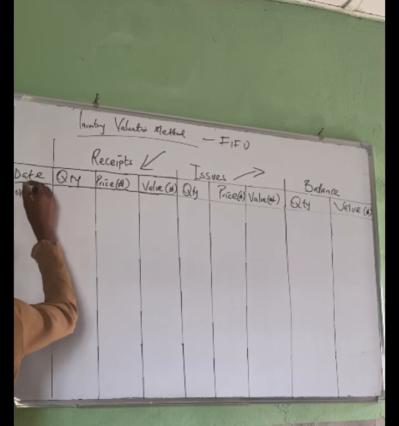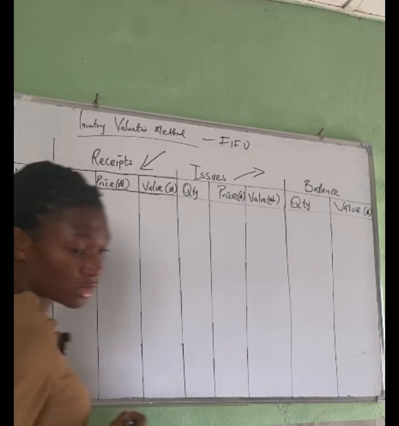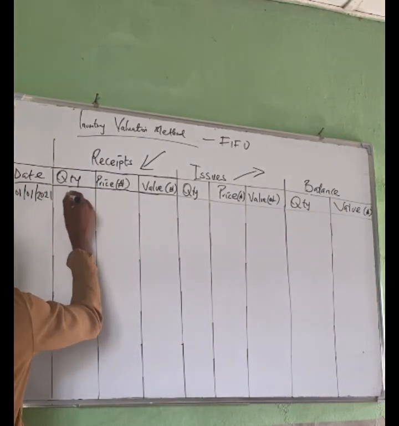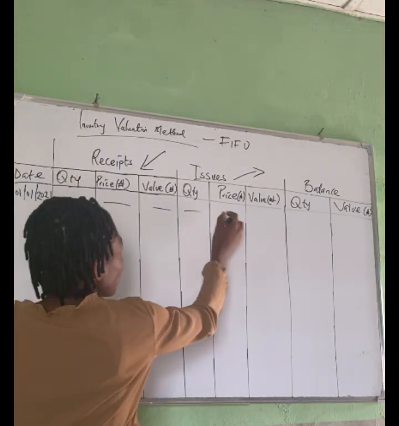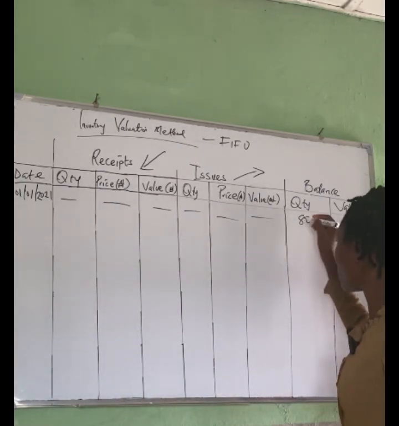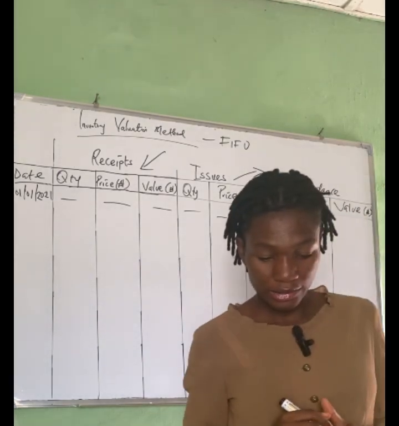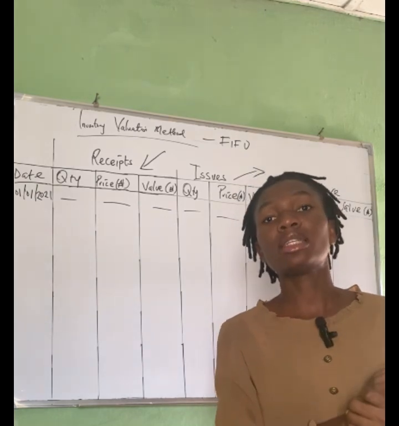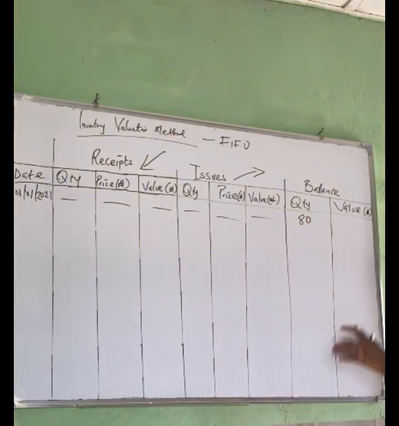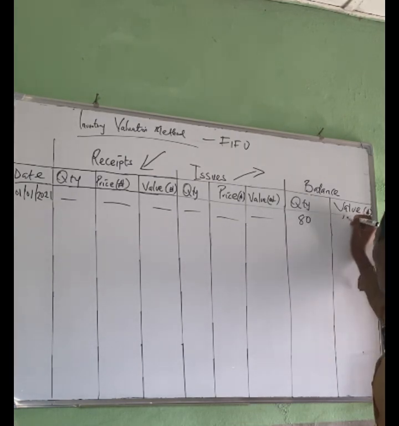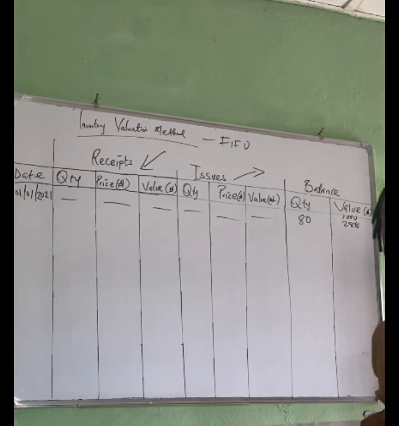In the year 2021. So 1st January 2021, we did not really have a receipt, but it was not an issue as well, it was a balance of 80 bundles. And then the value was 288,000 naira. So that's our value. I want to be suspending 3 zeros, okay. This is for 288,000 naira.